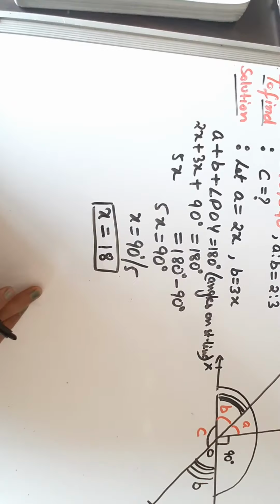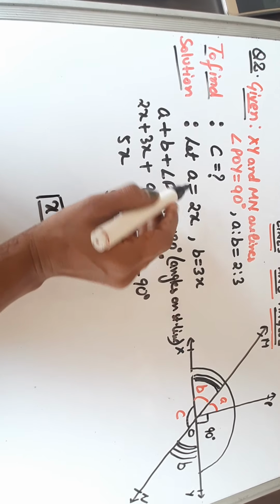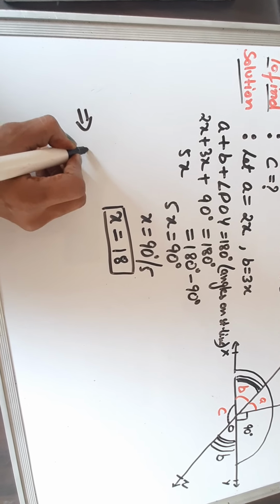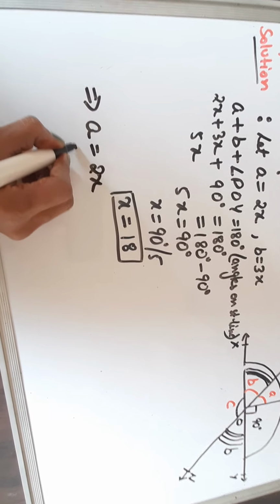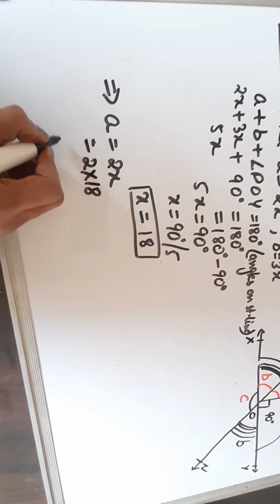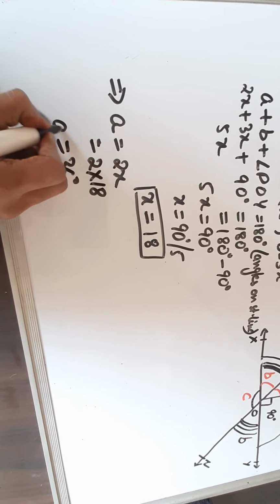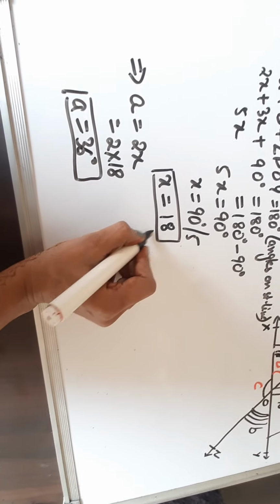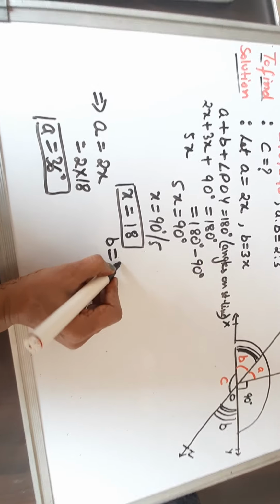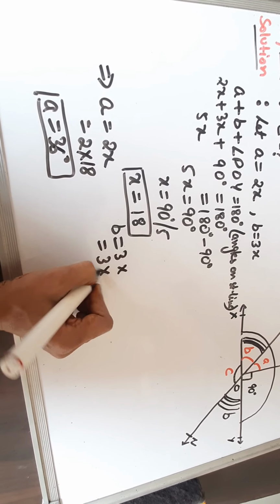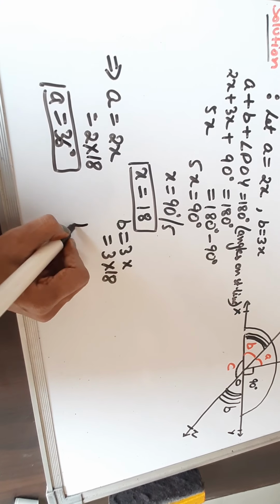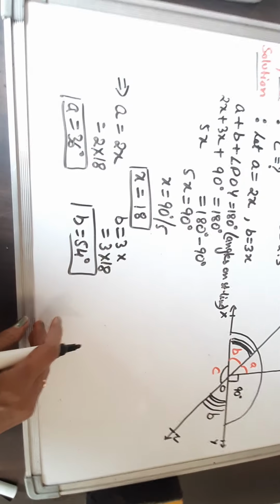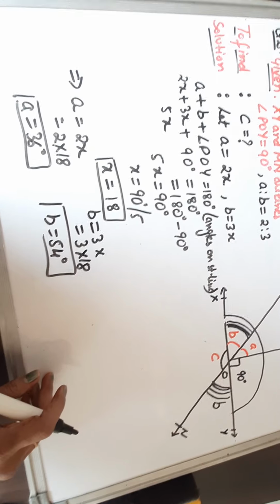18 fives are 90. Now by getting x you can get angles A and B, because A is equal to 2x, 2 into 18, so 36 degrees. So in this way we get angle A as 36 degrees, and similarly let us find B. B is 3x, so 3 into 18, and 18 threes are 54 degrees. So in this way, dear students, you will get the two angles, right?